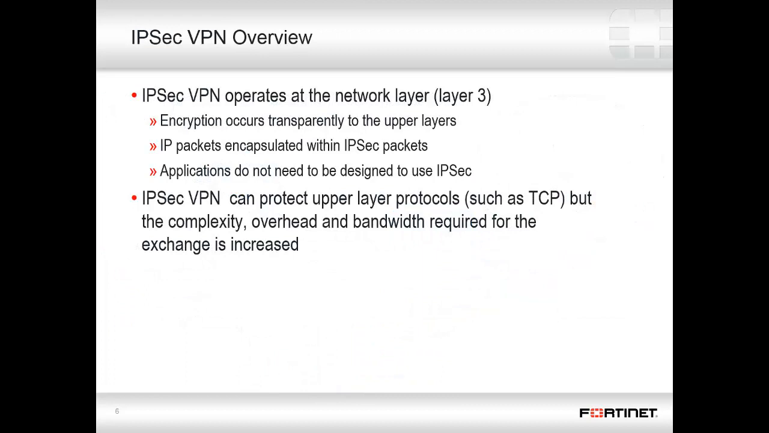IPSec VPN creates what is called a tunnel at layer 3 of the OSI model. This means that the IP packets that need to be transported to the remote side are encapsulated over IPSec. The encapsulated IP packet remains unaltered. The header of the IPSec packets contain information that identifies the endpoints of the VPN tunnel. An IP application does not have to be designed to use IPSec. The tunneling and encryption happens transparently to the upper layers of the OSI model.